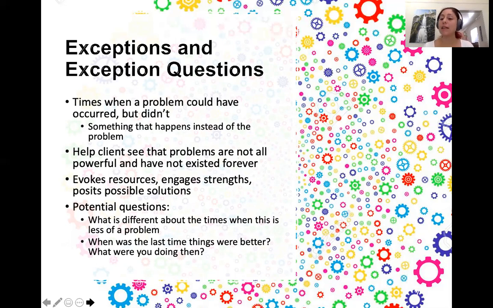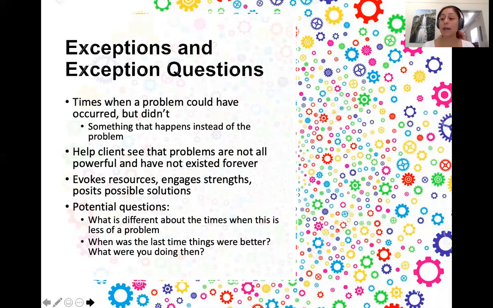Using questions like this provides an opportunity to evoke resources from the client and to engage their strengths and help them to be more aware of them. It also helps to offer potential solutions. So when that exception happened, what were the circumstances surrounding it? Were there some solutions that we can now implement into the present?